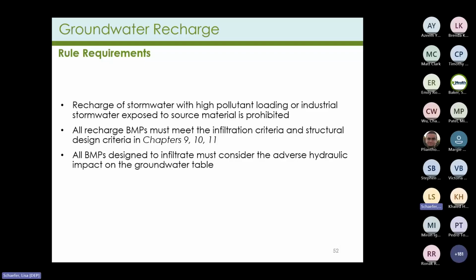So for groundwater recharge, we want to remember these important rule requirements. You cannot recharge areas with high pollutant loadings nor industrial stormwater that has been exposed to source material. So the part of a gas station near the pumps should direct runoff away from a recharge BMP. And don't forget that all design criteria from the applicable chapter must be met. And you also have to address groundwater mounding, and Peter will cover that in Module 4.